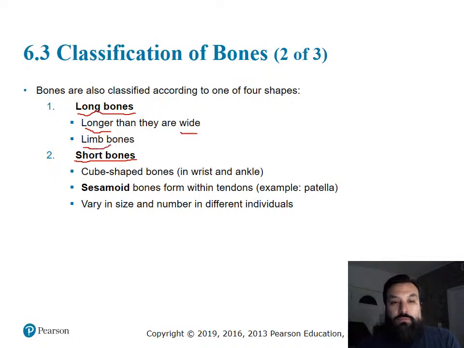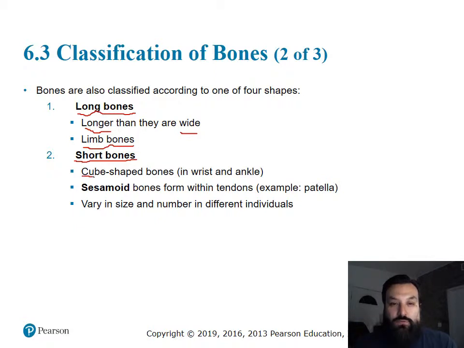Most of your limb bones are long bones. So we talk about limbs being humerus, radius, and ulna. Even your carpals, metacarpals, phalanges, these long bones here of your hands, those are considered those. Your femur, which is your thigh bone, and your shin bones, the tibia and the fibula, considered long bones as well. Short bones, they're cube-shaped bones.